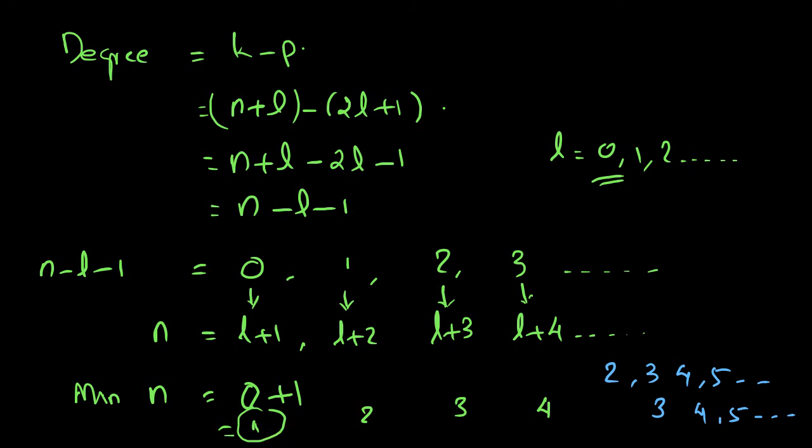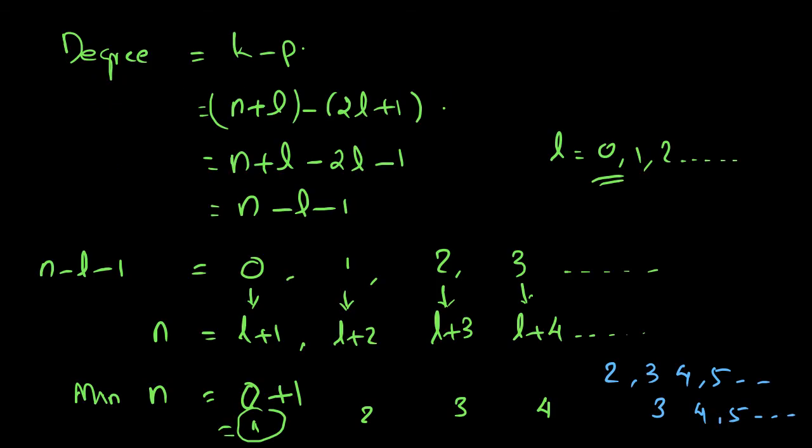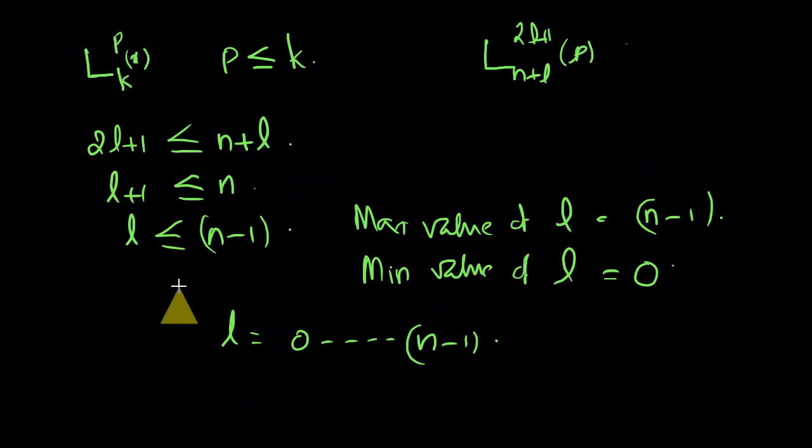So let us say that the values of n are 1, 2, 3, etc. Now, what is the relation between the value of n and L? We already established here that L should be less than or equal to n minus 1, or L should be equal to 0 to n minus 1, where n is any integer starting from 1, right?